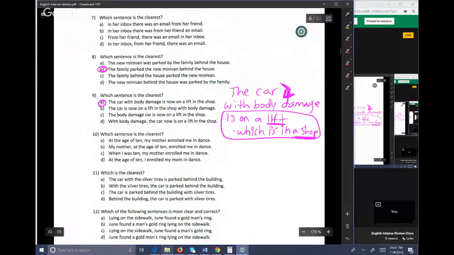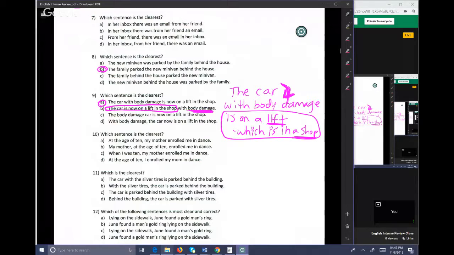The car is now on a lift. That's okay, right? That's not bad. The car is now on a lift. The problem is we didn't say the car had body damage. So now it's awkwardly over here. The car is now on a lift in the shop. In fact, this entire first part is great. The car is now on a lift in the shop, says the car's on the lift, says that lift is in the shop, looking good.